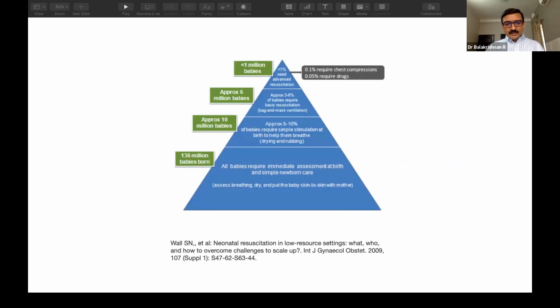As pointed out by Dr. Thiru sir, all the babies require immediate assessment at birth and just simple newborn care. Only about 5 to 10% of the babies require simple stimulation to help them breathe, like drying and rubbing. About 3 to 6% may need basic resuscitation in the form of bag and mask ventilation and positive pressure ventilation. And less than 1% need advanced resuscitation. This is to emphasize the point that most of the babies would need basic resuscitation. And at least one provider who is competent enough to provide positive pressure ventilation should be present at the time of delivery of all newborns.